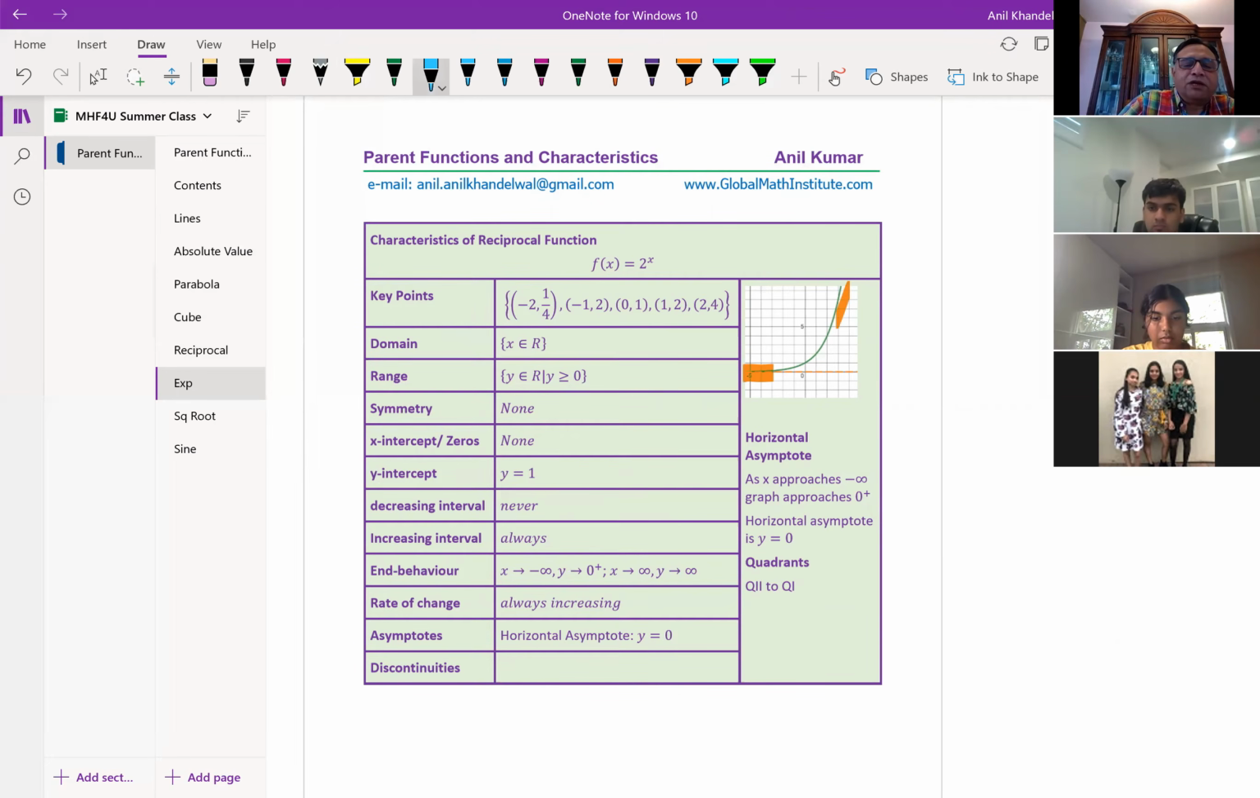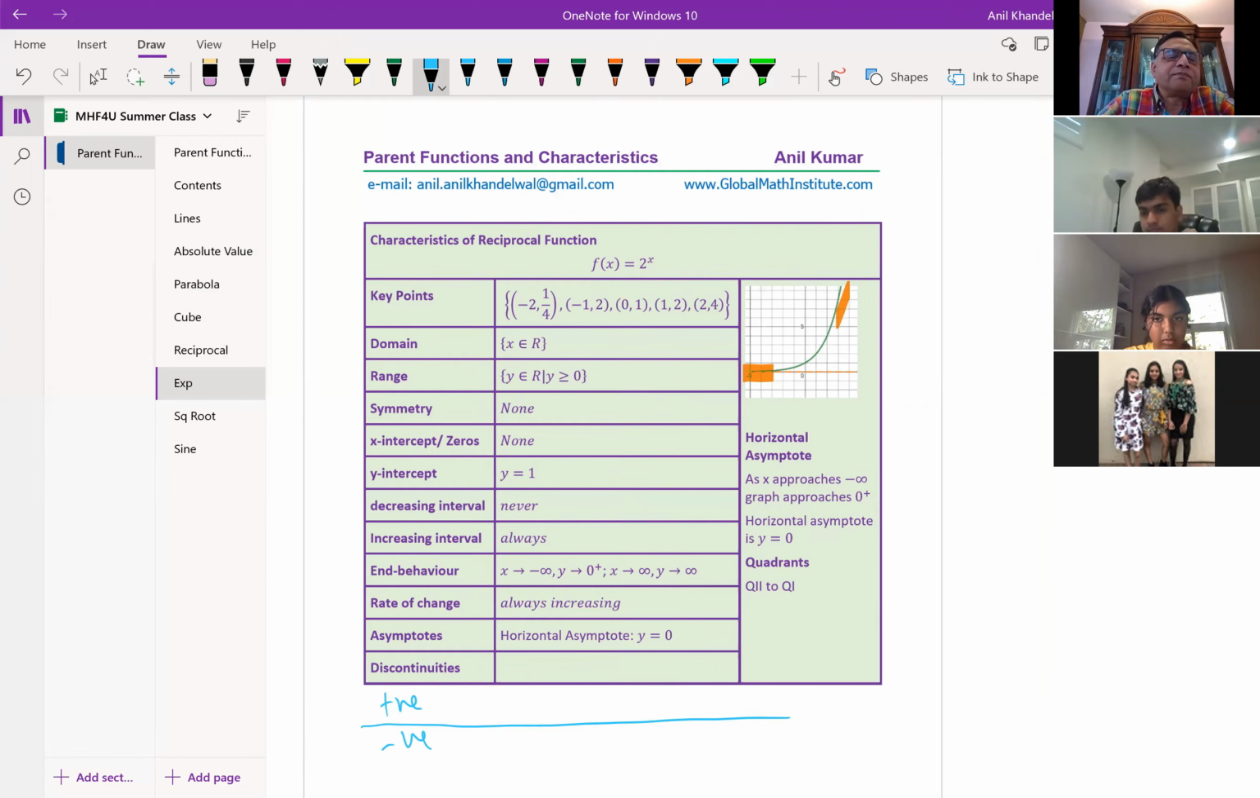You can also add a column here, which is say when is the function positive and when is it negative, right? So it is never negative, correct? You can add two more columns. Is that clear? Rest characteristics are clear. I would like you to make a table, just as we have done, for all the parent functions and write these characteristics down.